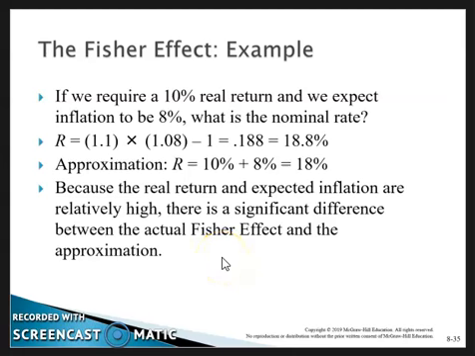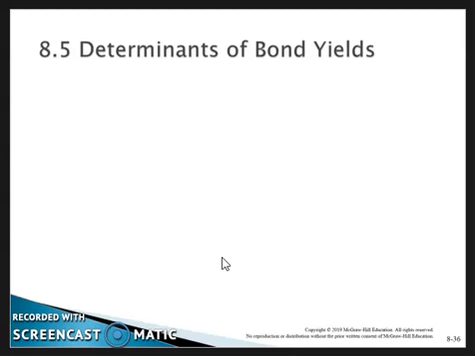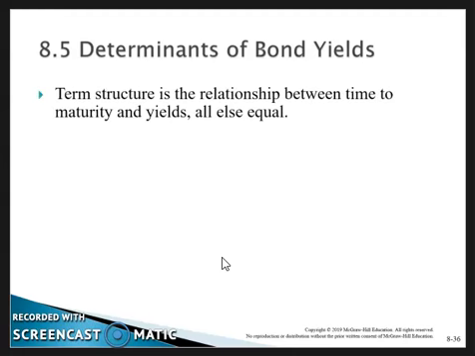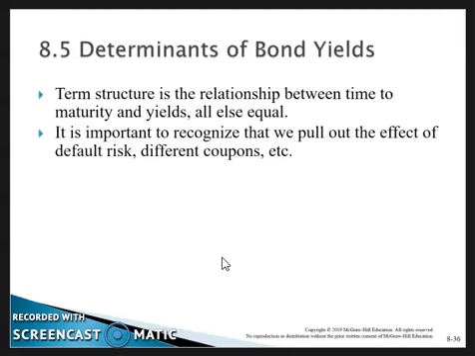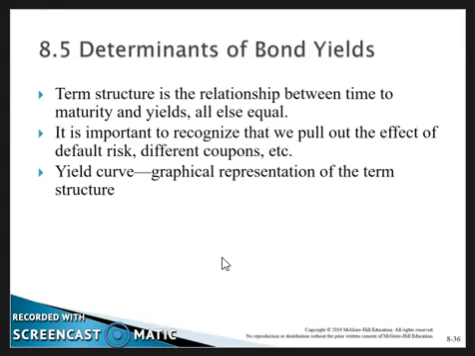So the determinants of bond yields. The term structure is the relationship between time to maturity and yields, all else equal. It is important to recognize that we pull out the effect of default risks and different coupons, etc. For the most part, when we look at a yield curve, we're looking at U.S. Treasuries, and we're looking at the relationship between yield and time to maturity. So that represents the term structure.